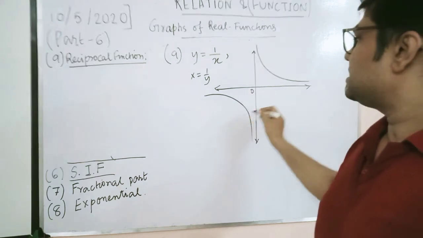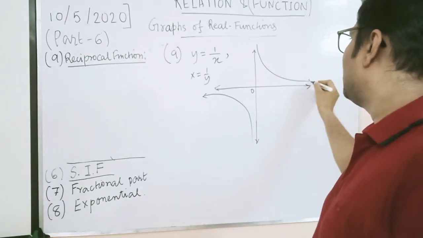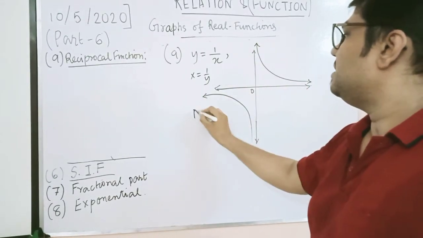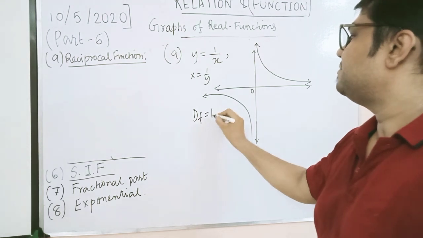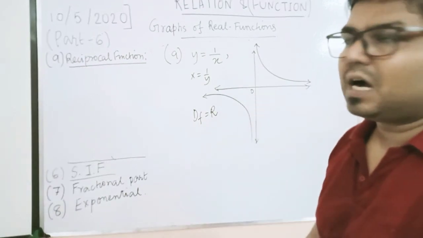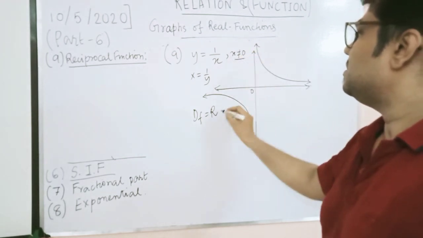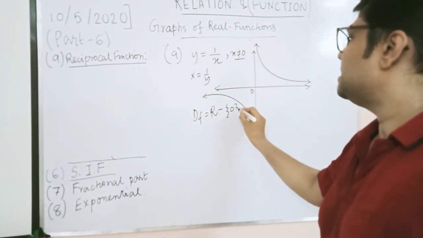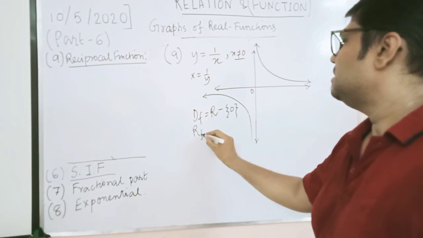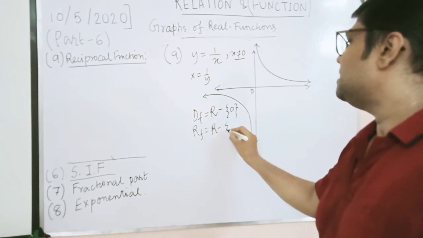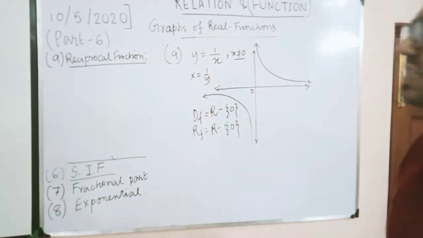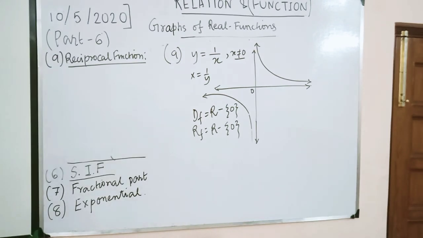So obviously in this kind of graph the domain will be all positive and negative numbers, but not 0. So R minus 0 is the restriction. Even the range is the same, R minus 0. That means except 0, we can have all possible real number values. So that is the domain and range for the reciprocal function.